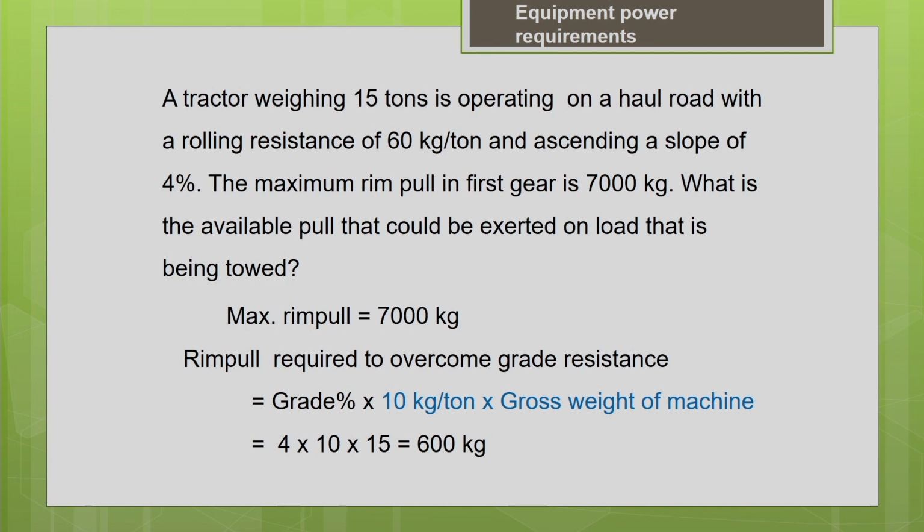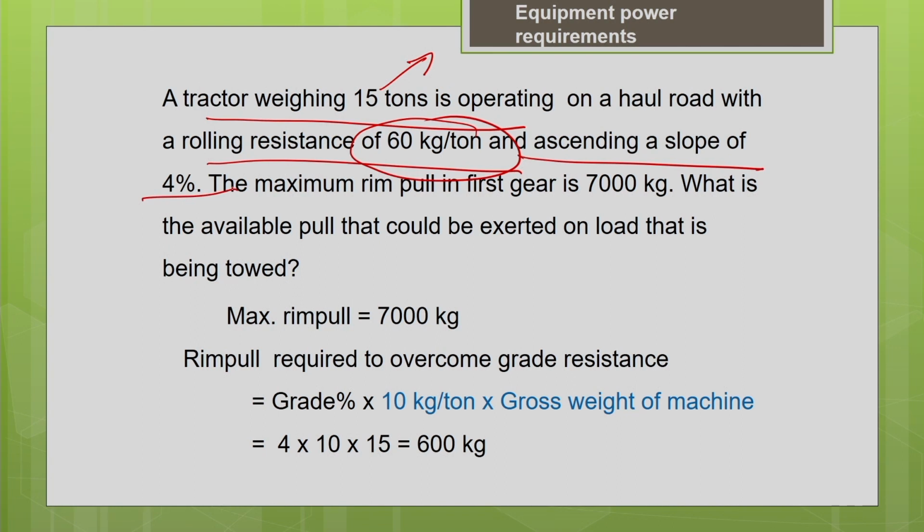Now let us work out the problem on how to estimate the power requirements of the machine. A tractor weighing 15 tons is operating on a haul road. The gross weight of the machine is given as 15 tons, which means it includes its empty weight as well as the load it is carrying. The rolling resistance is 60 kg per ton. You can take it from the literature also; tables are available for the rolling resistance of a particular haul route.